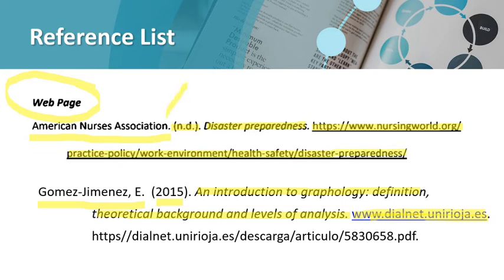In this example, if you take note, we do not include here the source after the title since the website or the official name of the website is the same as the author. So to avoid repetition, we can omit this part and then followed by the URL.